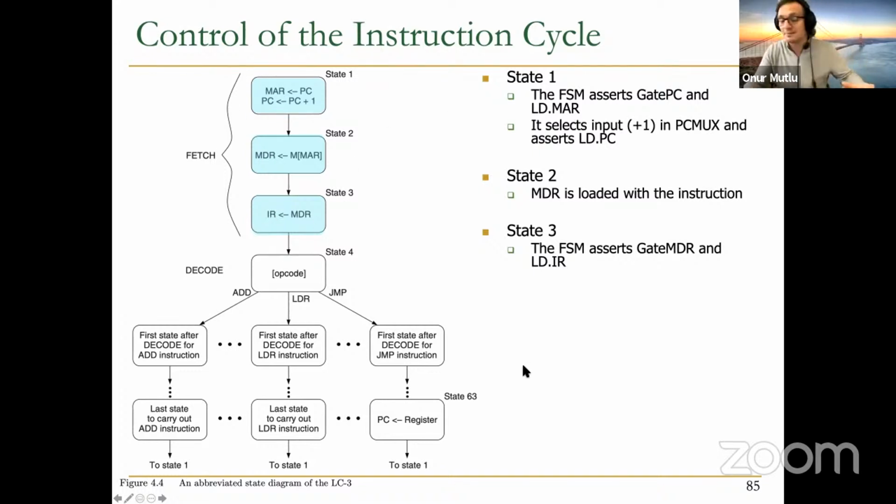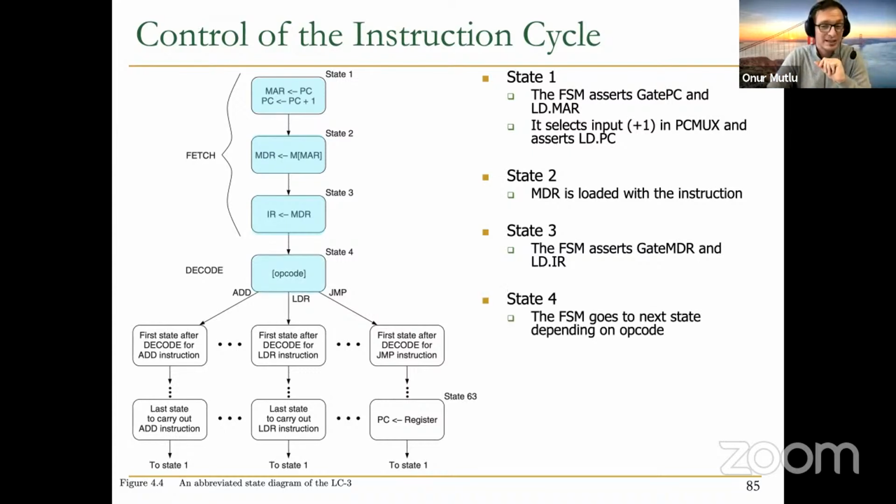So there's a finite state machine that controls all of this, and we will see this in more detail. I just want to finish up with this one so that it can jog your thinking a little bit. Then you decode the instruction in state 4. The finite state machine goes to the next state depending on the opcode, as you can see over here. If it's add, you do the addition. If it's load, you do whatever is needed for the load. If it's jump, you execute the jump.